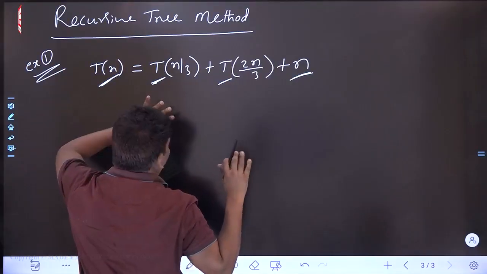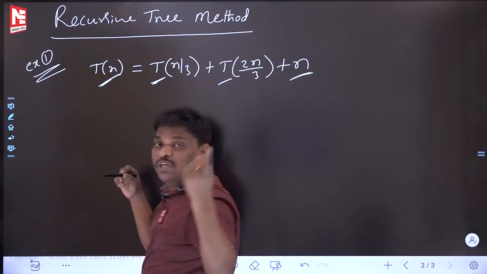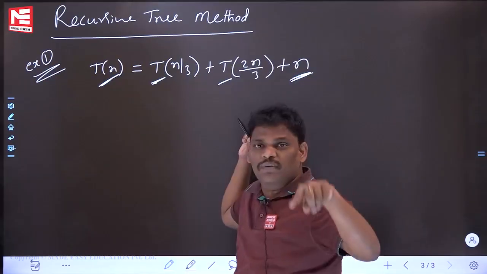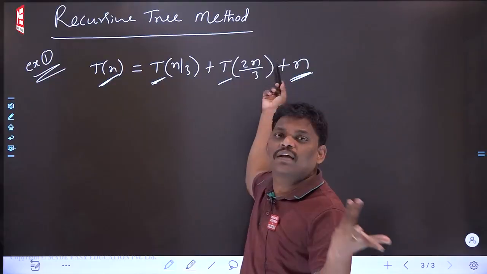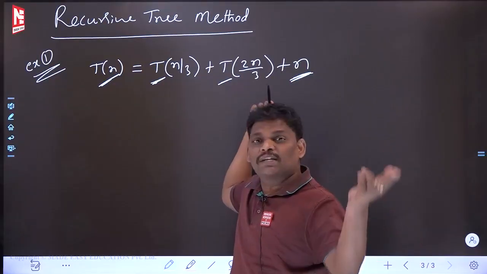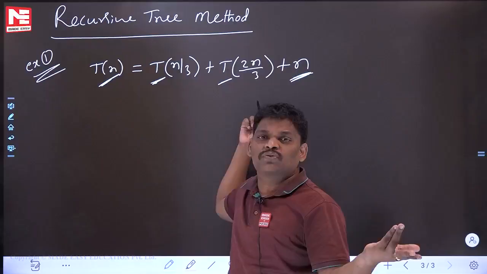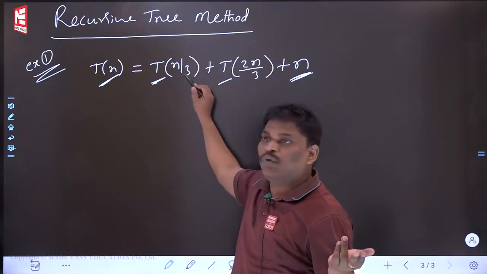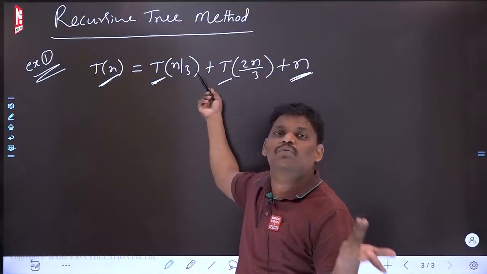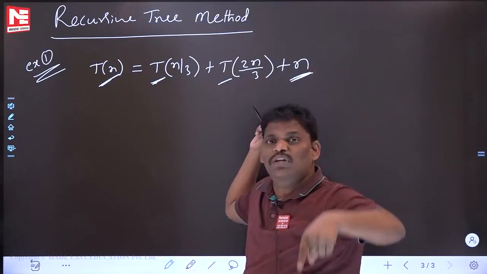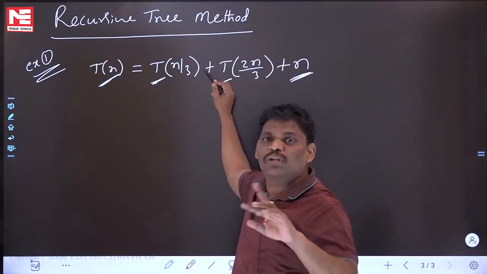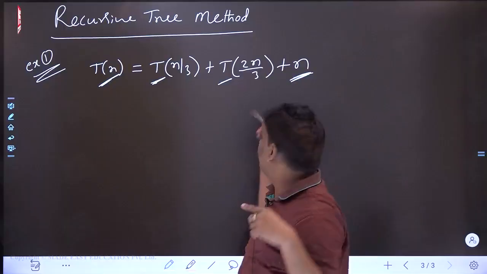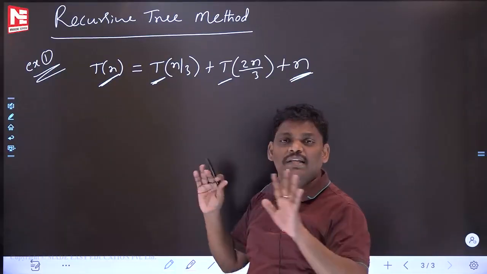Recursive tree method, one problem I am explaining. See this one. Whenever you are doing the substitution method, there also one non-recursive term will come. In every level one non-recursive term will come. Here also, in every level one non-recursive term will come. In the substitution method also, every level has a non-recursive term and a recursive term. Recursive terms you keep on substituting. Here there is more than one recursive term, so you have to substitute more than one time. In the substitution method you substitute one time only, but in the recursive tree method more than one time. There also in every level one non-recursive term, here also every level one non-recursive term. Other than this, nothing else.